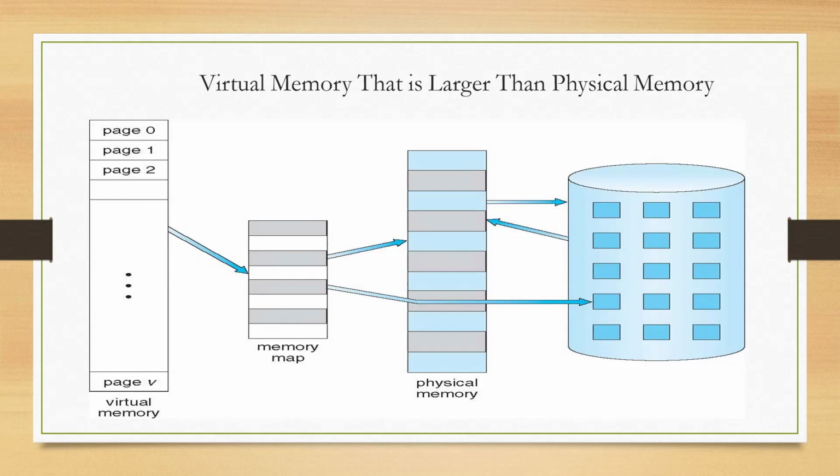On the left side, we have the virtual memory. Virtual memory can be divided into n number of pages, and each page has a fixed length. The second one is memory mapping. The mapping technique means transferring the content from virtual memory into physical memory.